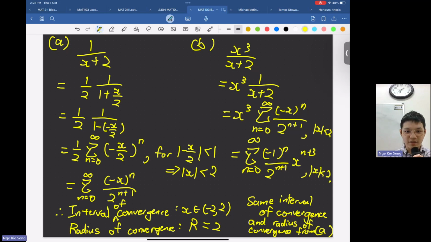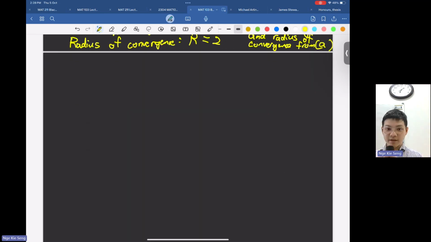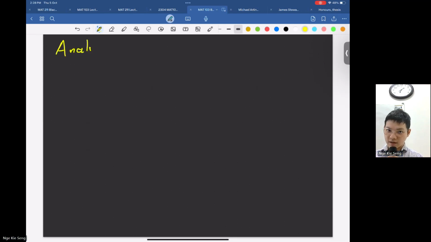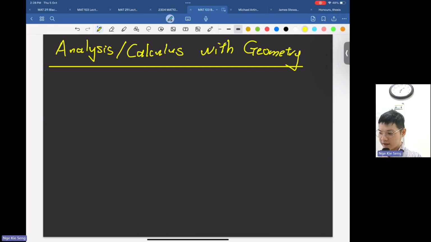Okay. Let's continue. So let's come to this motivation on the geometry now. Let's do this analysis for calculus. In your case, it's calculus with geometry. Again, you have seen this the third time already. 1 over 1 minus x is 1 plus x plus x squared plus x cubed plus x to the fourth and so on.